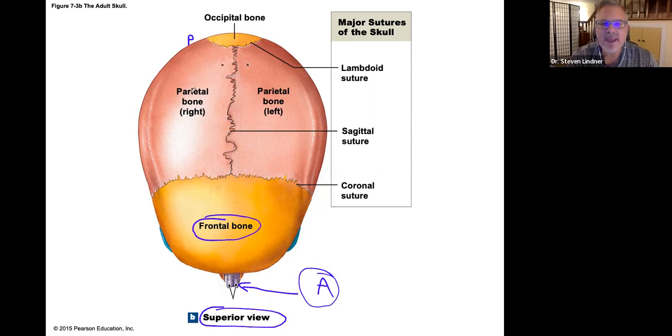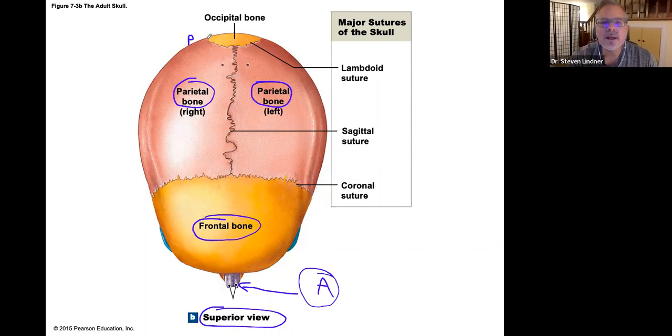And then we have these paired parietal bones. So this is the right parietal bone, and this is the left parietal bone. And then in the back, we have the occiput, the occipital bone. Let me just move this out of the way.